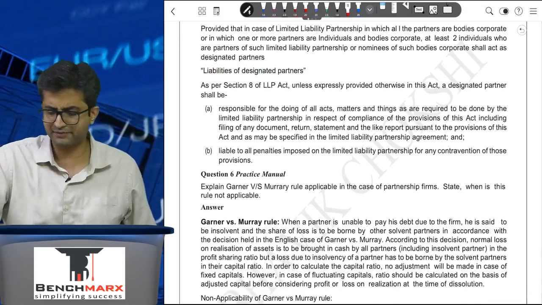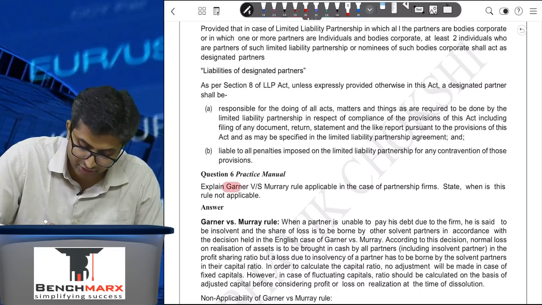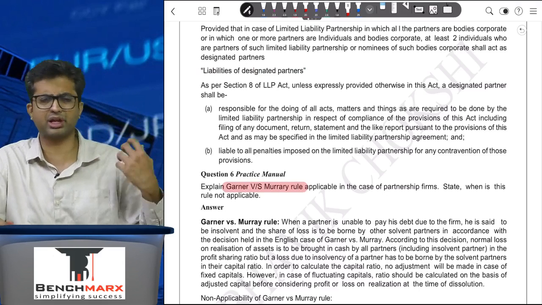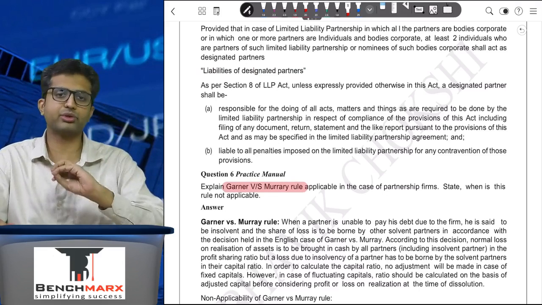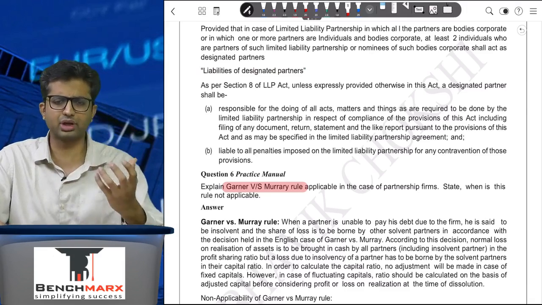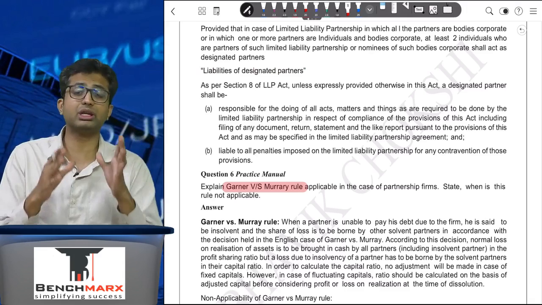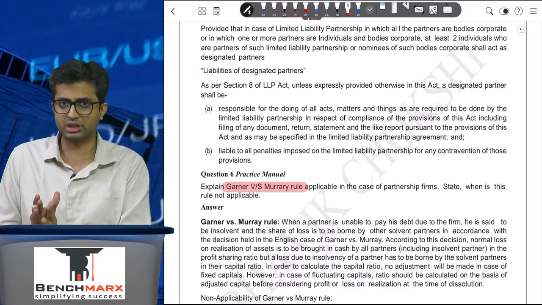He would be liable if he is in violation of the terms. Then you have the Garner versus Murray rule. You would have done this, but as a part of theory. When does Garner versus Murray apply? If there is one partner, or there are certain partners who are insolvent. In such cases, remember, the profit or loss on dissolution is always attributed in the profit sharing ratio.